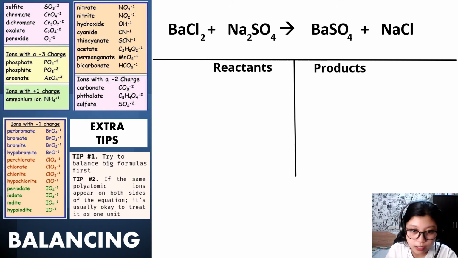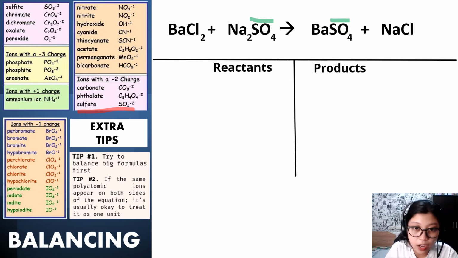Yes, there is. And what is that? That is SO4. We have SO4 in the reactant side, we also have SO4 in the product side. So where is SO4 found in the table? We have sulfate. Yes, it is found here. SO4, sulfate.